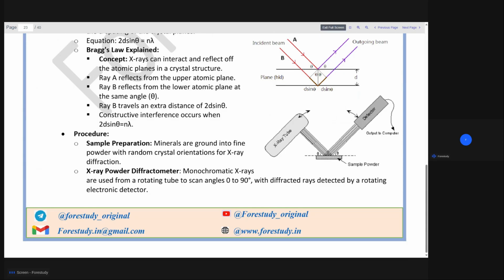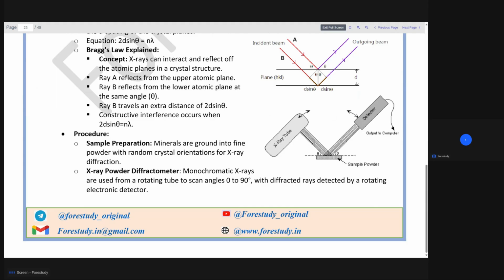So the sample preparation: minerals are ground into fine powder with random crystal orientation for X-ray diffraction. It is first powdered, and because we are powdering it, the crystal orientation will be damaged, right? For X-ray diffraction, we need to powder it.